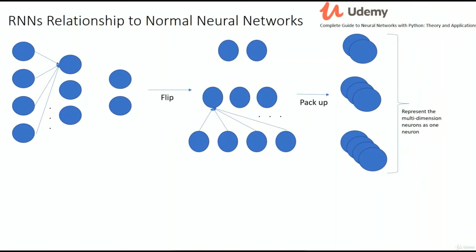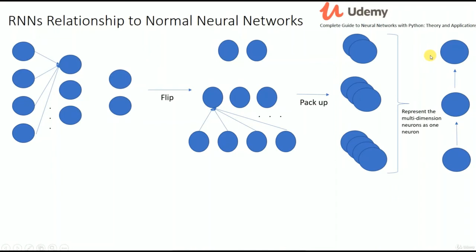Now, we're just going to represent the multi-dimension neurons as one neuron. This is just for visualization purposes. So this is what we get. This thing over here is a multi-dimension. Remember, it has 4 neurons, but we just represented it as one neuron. Why I'm doing this is because later on you're going to see the representation of RNNs as this shape over here. But you shouldn't be confused and think that this is only one neuron. Actually, this is a multi-dimension. You have here 4 neurons, here you have 3 neurons, and here you have 2 neurons.